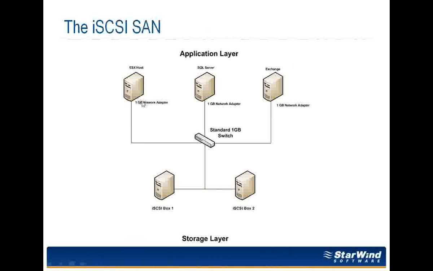Here is our iSCSI SAN. We have our same application servers. We've replaced the fiber channel HBAs with standard 1 gigabit network adapters. We're using the existing Cat5 network wiring that's within your organization already, and we're using standard 1 gigabit Ethernet switches. And for our storage, we have repurposed two x86 servers to work as our storage servers.